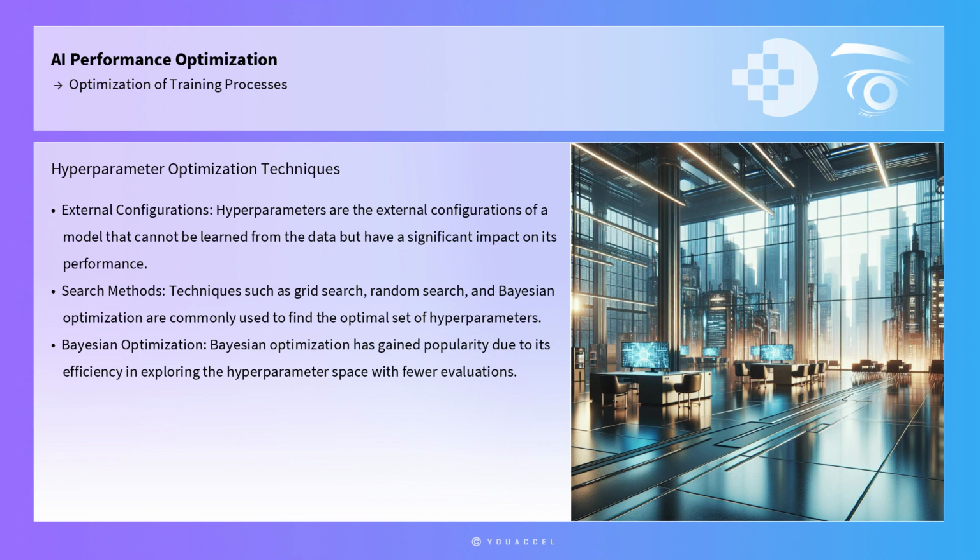set of hyperparameters. Bayesian optimization, in particular, has gained popularity due to its efficiency in exploring the hyperparameter space with fewer evaluations. This approach utilizes probabilistic models to predict the performance of various hyperparameter configurations and suggests the most promising ones for further exploration.